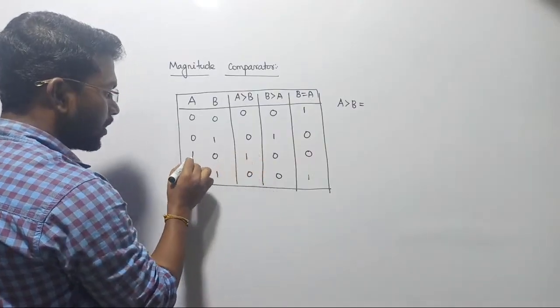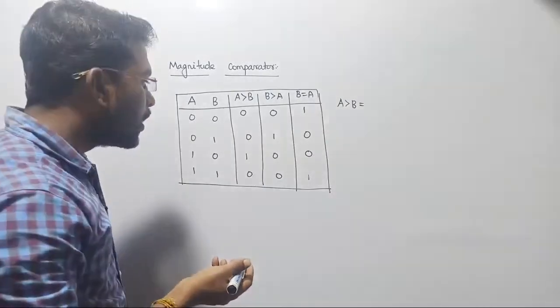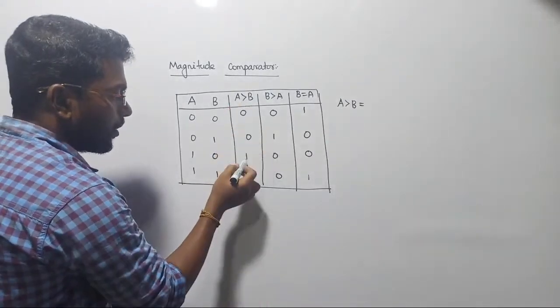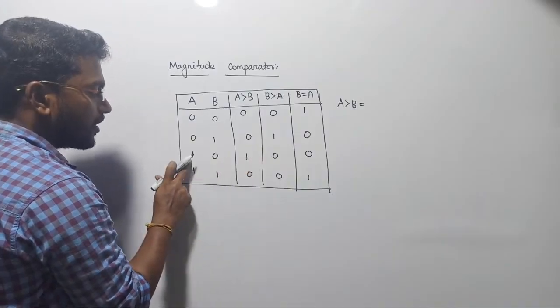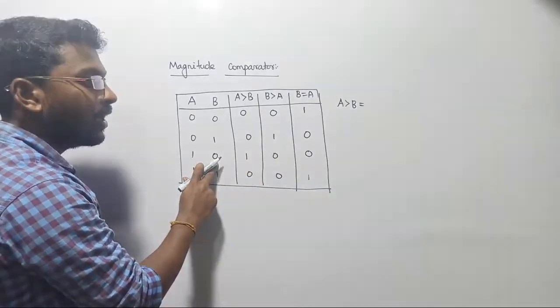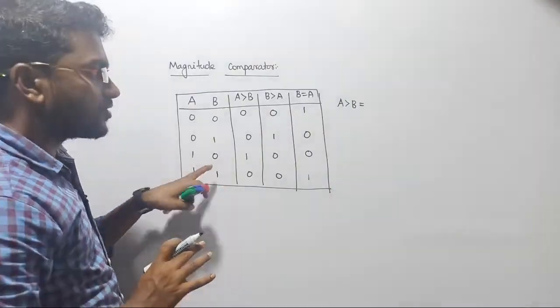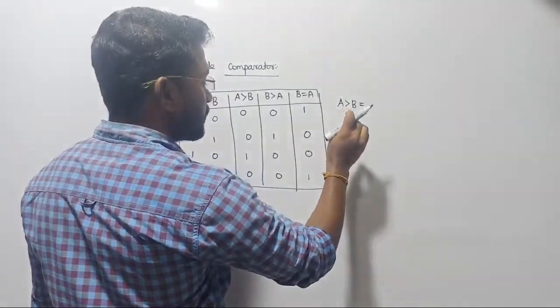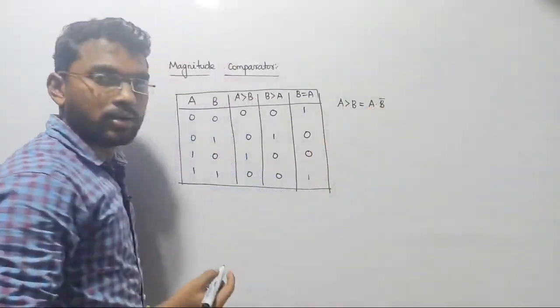What should the logic be? A dot B bar. Usually we write the expressions in SOP form only, that is min term. In min term, A greater than B means its corresponding min term has a 1, and its corresponding input variables are A dot B bar. Do you all agree with me? In min term, 0 is not allowed, so we should take the complement for this 0. Such that for A greater than B, the corresponding condition is A dot B bar.